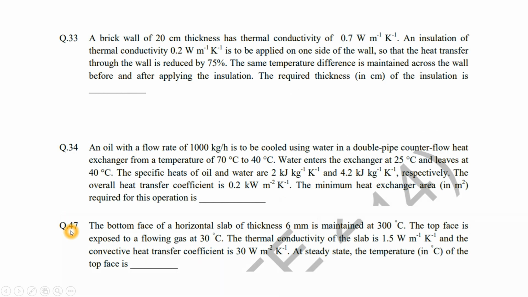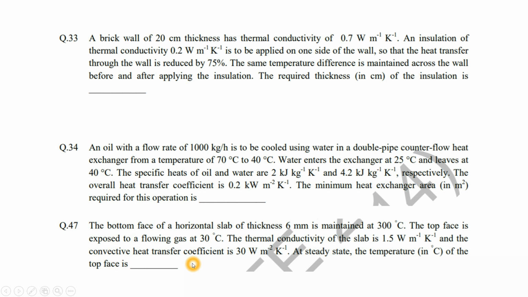Now we have the next question, question number 47. The bottom face of a horizontal slab of thickness 6 mm is maintained at 300 degrees centigrade. The top face is exposed to a flowing gas at 30 degrees centigrade. The thermal conductivity of the slab is 1.5 watt per meter Kelvin, and the convective heat transfer coefficient is given. At steady state, the temperature of the top surface is.